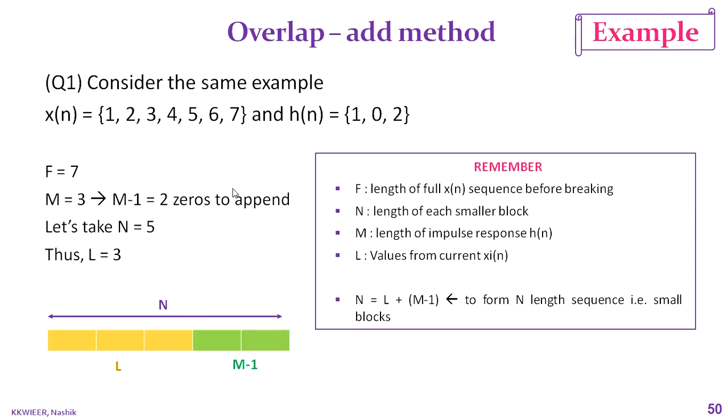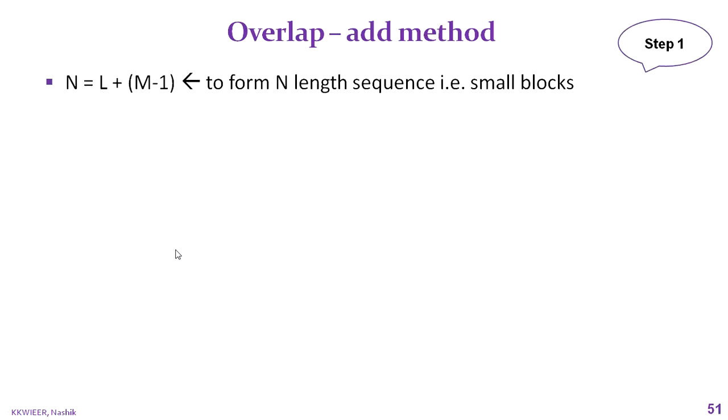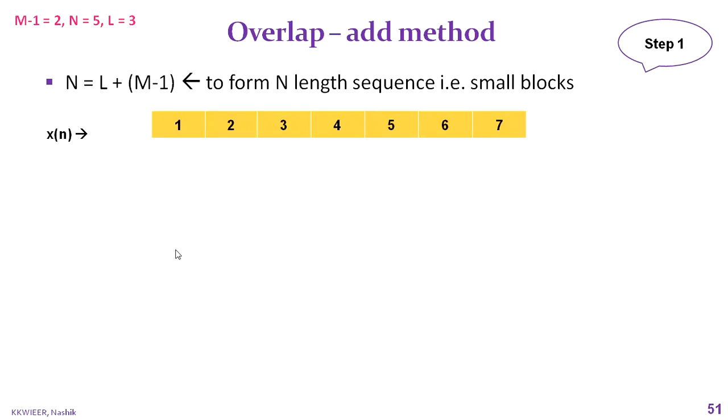Considering the same example, x of n is 1, 2, 3, 4, 5, 6, 7, and h of n will be 1, 0, 2. By referring to the notations which we have decided, we will calculate all these values. The length of x is 7, m will be again 3, so m minus 1 will be 2. Considering N is equal to 5 and L is equal to 3. Start with the first step. How to write x of n? 1, 2, 3, 4, 5, 6, 7.